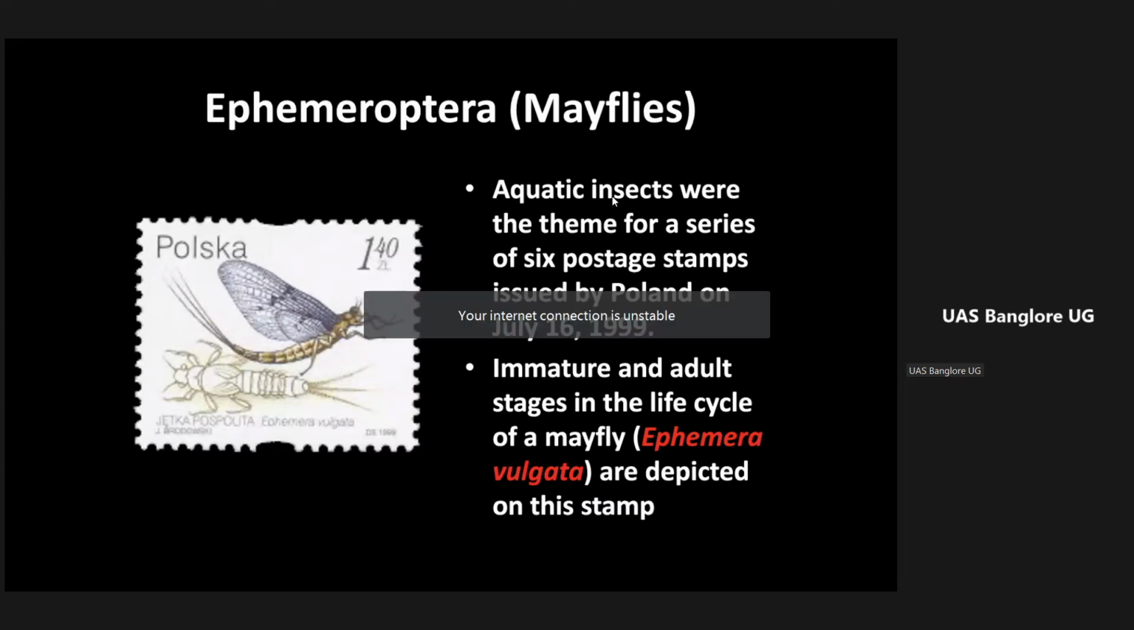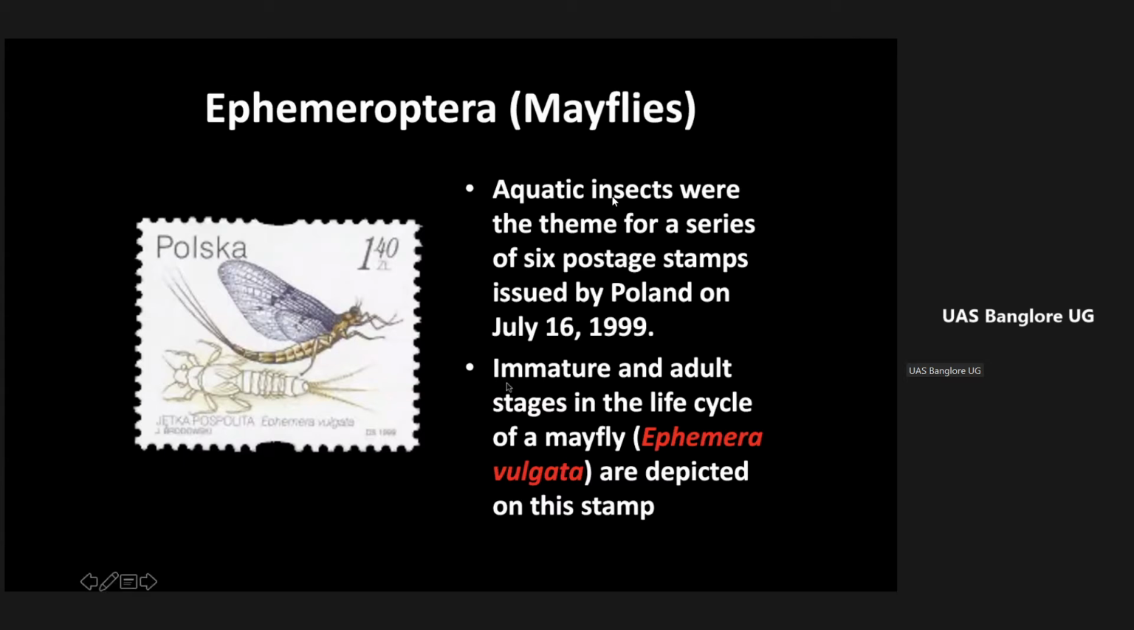They're all aquatic forms, and they live completely inside the water and emerge out of the water in the month of May. So usually they come in the month of May. Many countries have released stamps on aquatic insects. This is a stamp which Poland has released on the mayflies. This is the nymph of a mayfly, whereas this is the adult of a mayfly.